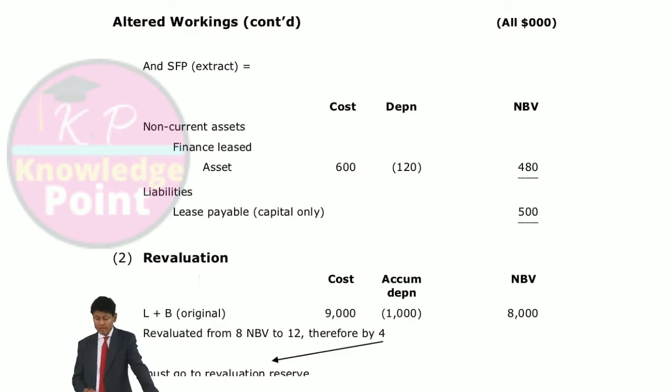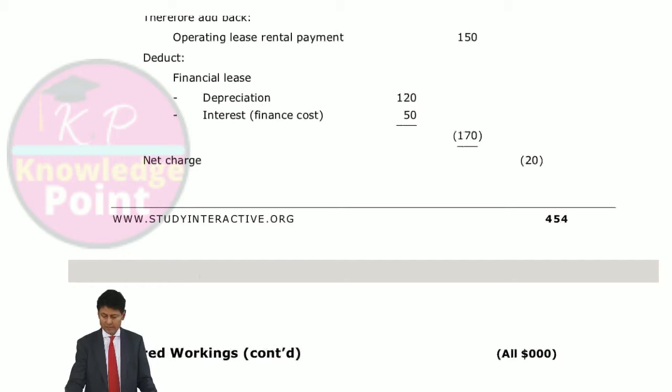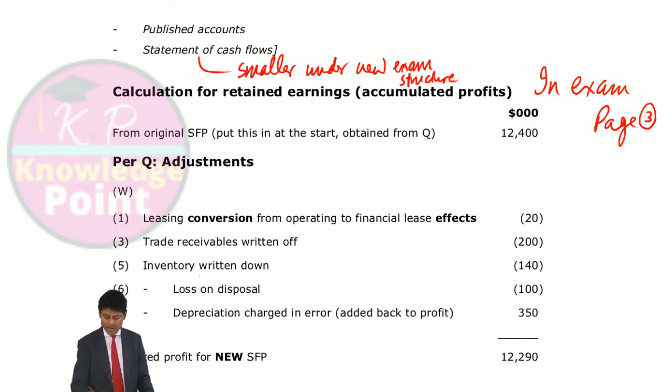Okay, so you can't do the SFB as you go along, but you can certainly do the P&L. The SFB needs to be put through in a very formal sort of style, the layout. So let's go back to our page 3. This is from your original. If you turn to your page 211, you can see that the retained earnings at the start of the year, the unadjusted, is 12,400. So please write unadjusted like that there, 12,400.